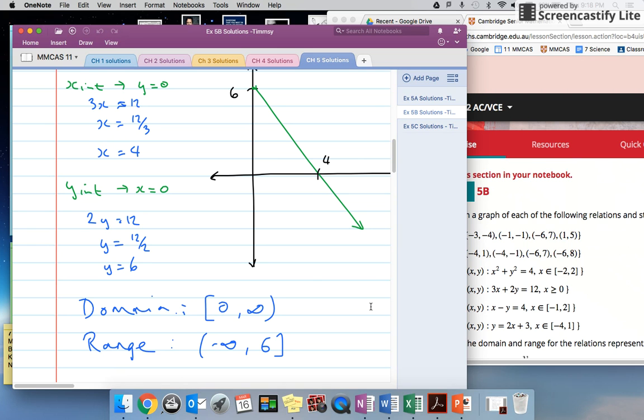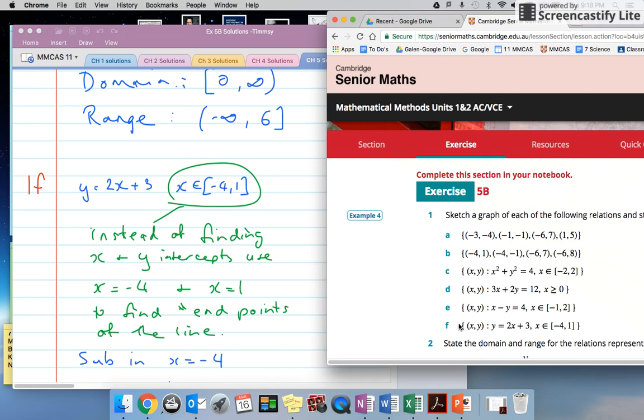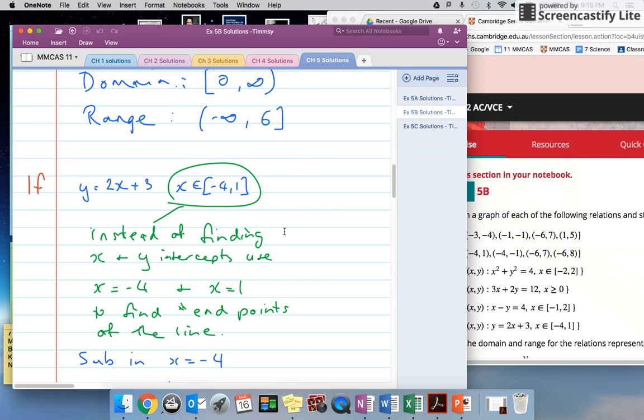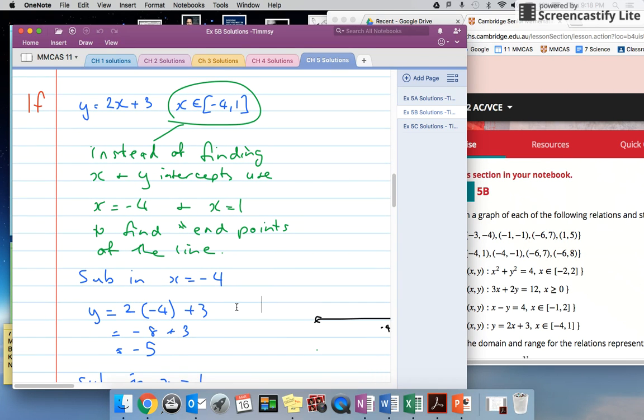So this one here, 1f, that we had to do over here. So we've got our straight line, but once again, we've got a restricted domain. So we could go and find the x and y intercepts, but we'd actually be doing extra work that we don't need. So this is where we have to think smart. So I'm going to put in -4 and sub in 1 because they're the endpoints of the line. So if I sub those in, I get that.